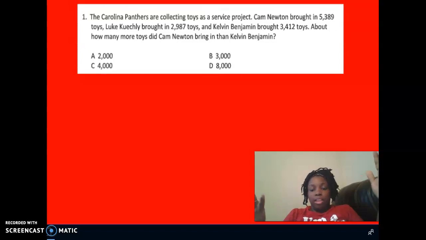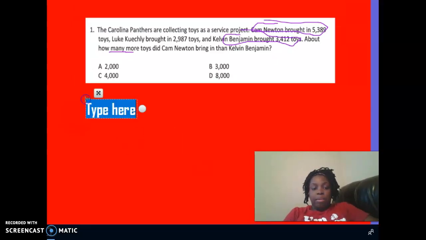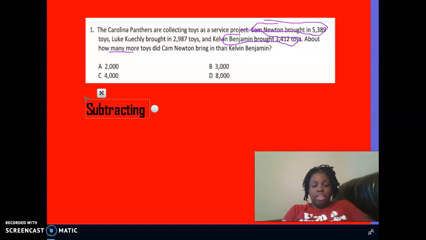So I already spot a keyword. What keyword do you see? Good. You see how many more, right? Boom. I'm subtracting. I'm comparing two things. About how many more toys did Cam Newton bring in than Kelvin Benjamin? So all I'm looking at is Cam Newton's number and Kelvin Benjamin's number. And am I doing anything with Luke Kuechly? No. So all I'm doing is these two numbers. How many more means to subtract? So this is a subtraction word problem. All we're doing is deciding if this is subtracting, adding, multiplying, or dividing.